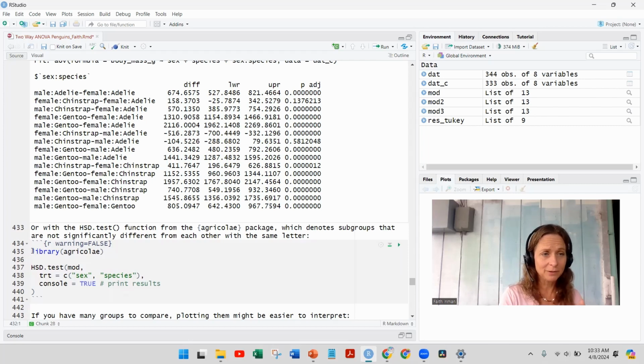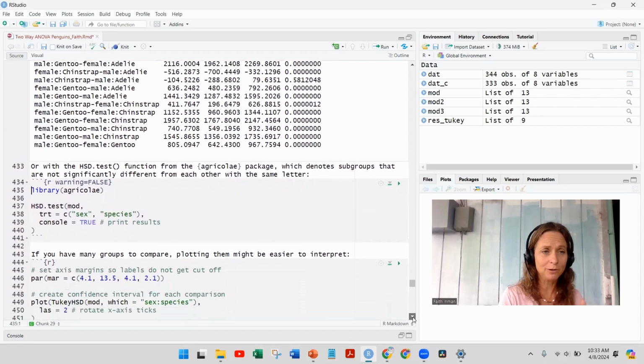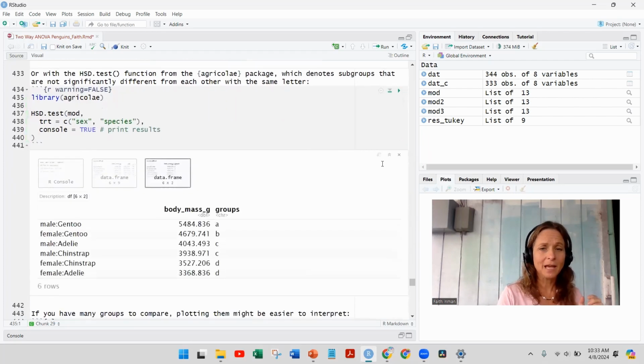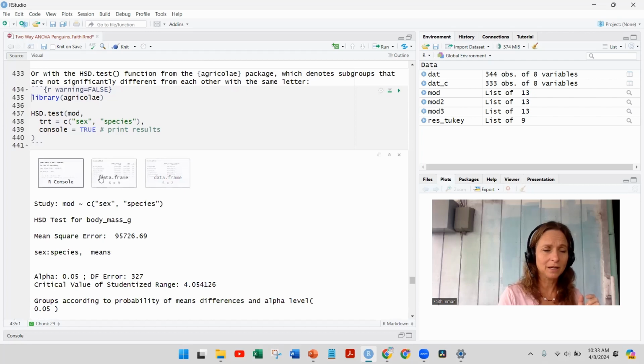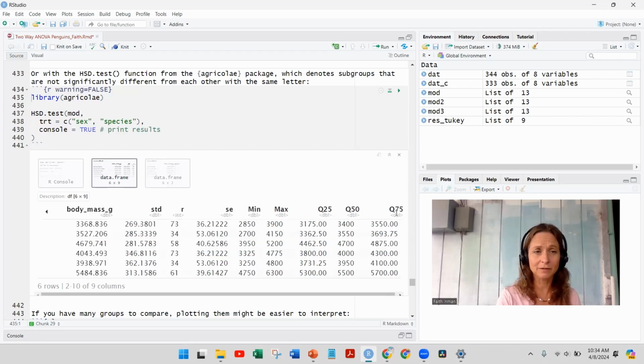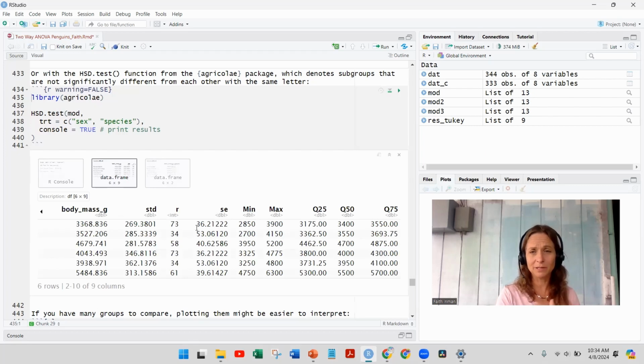Okay, so I'm going to try doing it a little bit different now. I'm going to use the agricolae package to run the Tukey's test and do these multiple comparisons and print the results in a slightly different format. And this actually gives you a table which shows you female Adelie, body mass, standard deviation, an R value, a standard error value, min, max, quartiles, all this stuff. It gives you a lot of information, a whole bunch of tables, and you can kind of toggle through them. So it really breaks down exactly what's going on for each subgroup of the 6 groups.